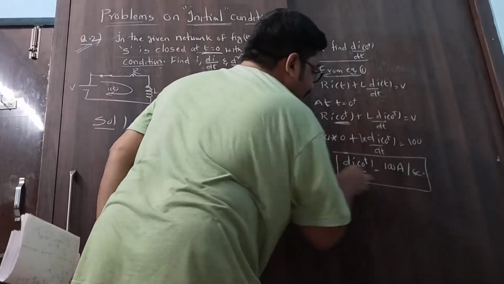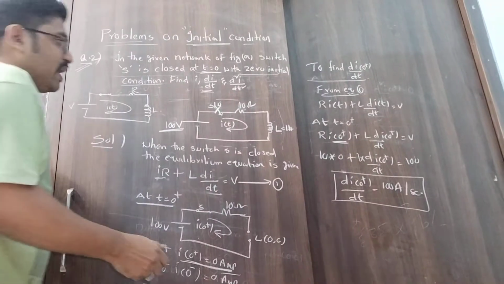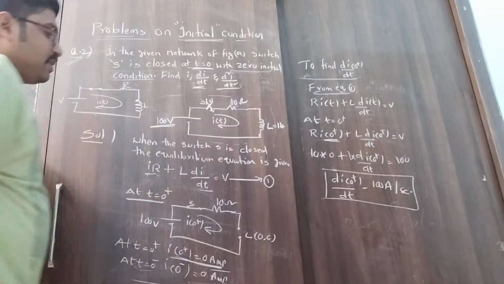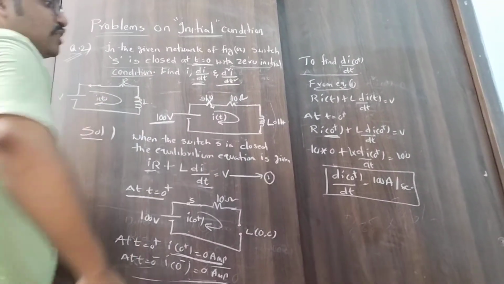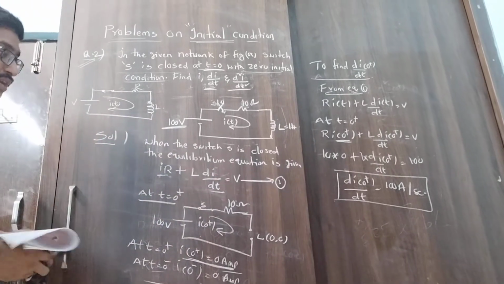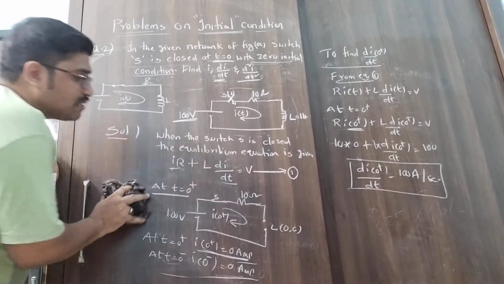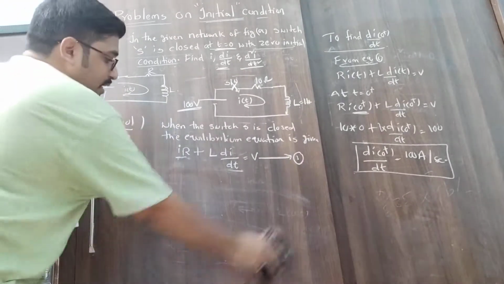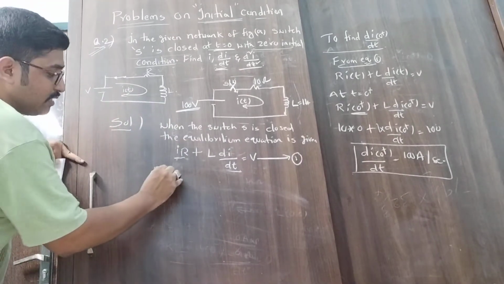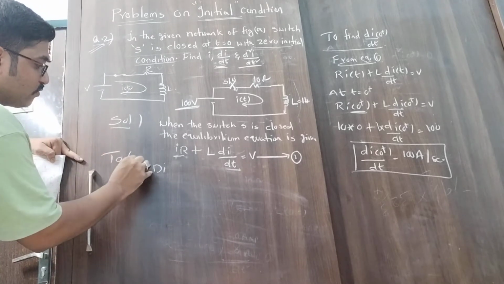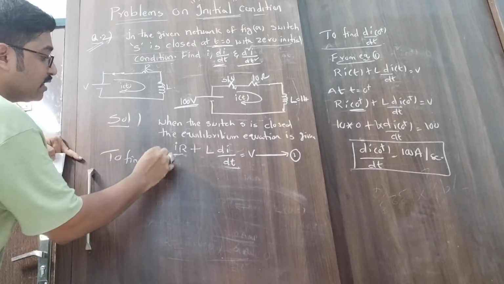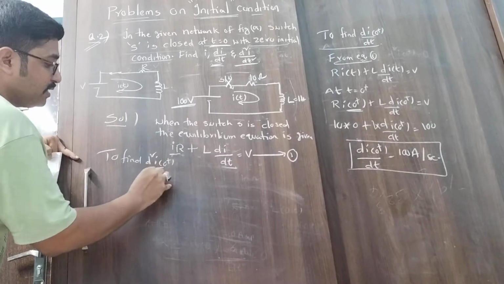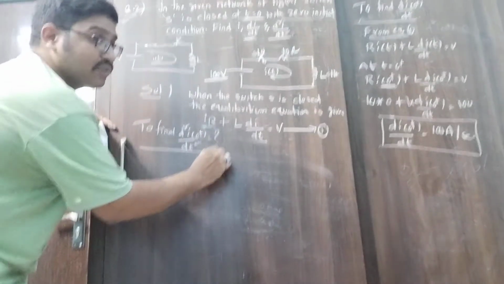Now what we need to do? I need to calculate d square i divided by dt square. How do we calculate d square i divided by dt square? Very simple. You need to differentiate equation 1 to find d square I of 0 plus divided by dt square.